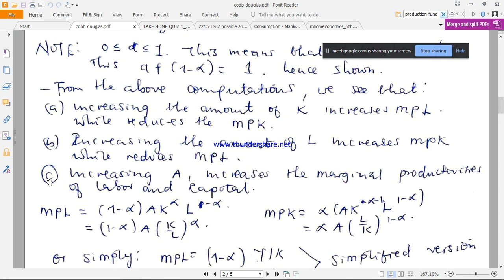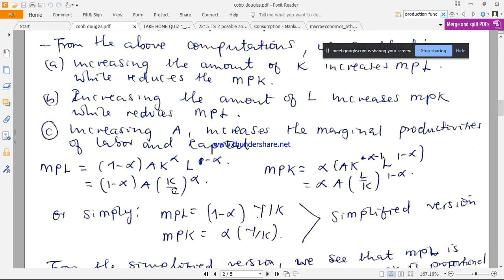But if you increase the level of technology, which is A, then production is going to increase. So the whole production function is going to increase, so total output is going to increase.